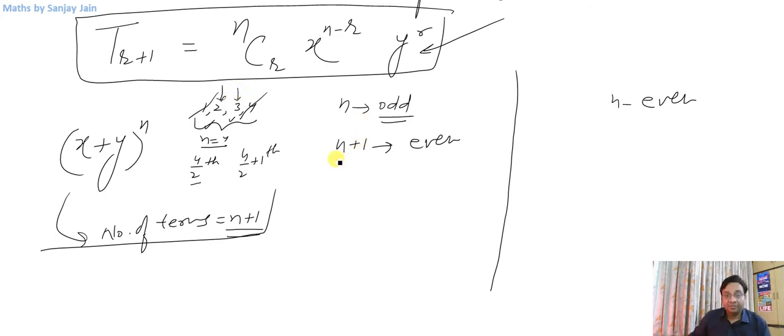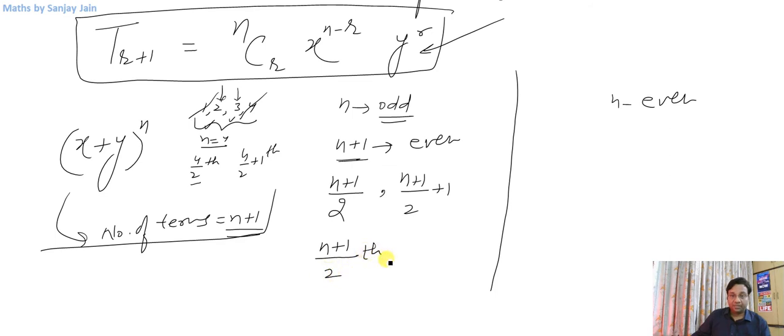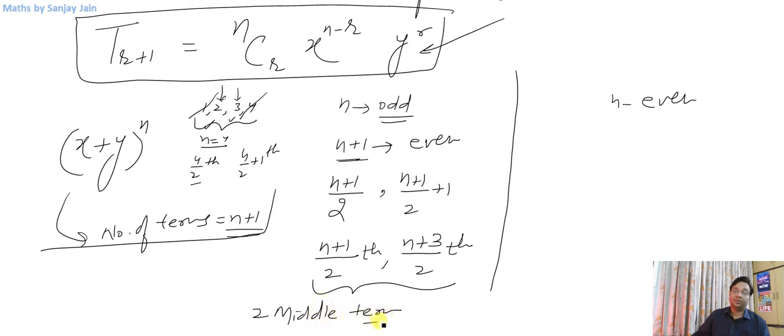Now I have got n plus 1 as the number of terms. So if it is even, then this will be one of the middle terms, and another middle term will be n plus 1 by 2 plus 1th, right? And how can you say it? n plus 1 by 2th, and this is nothing but n plus 3 by 2th. So these will be the two middle terms when n is odd, or when the number of terms, n plus 1, is even. So we will say that these two terms will be the middle terms.